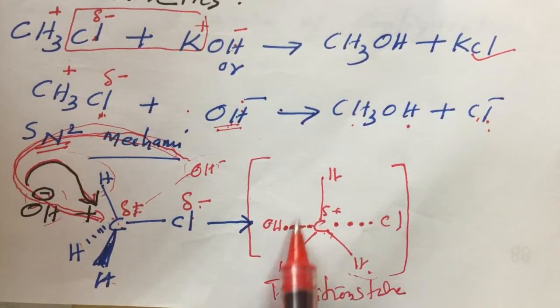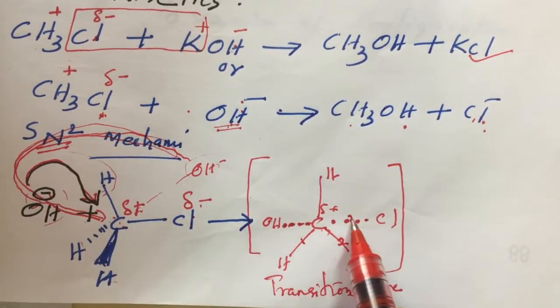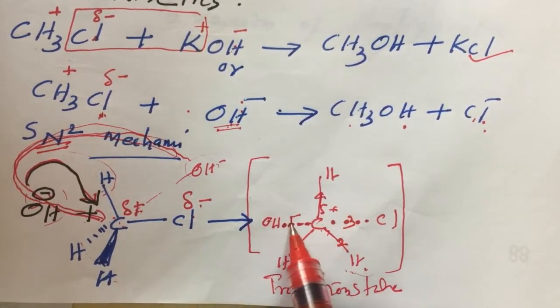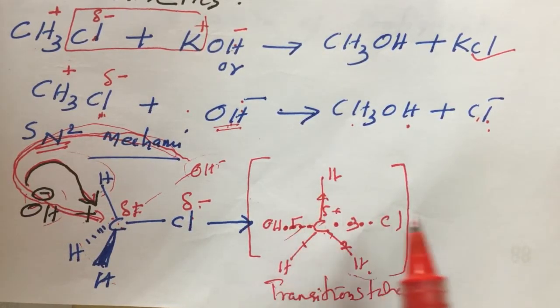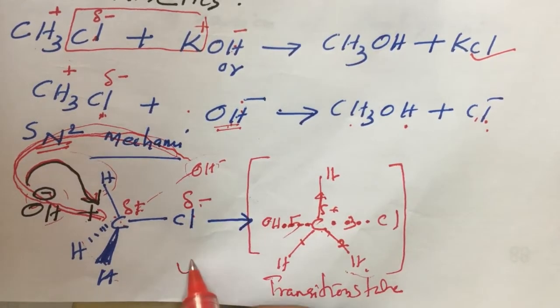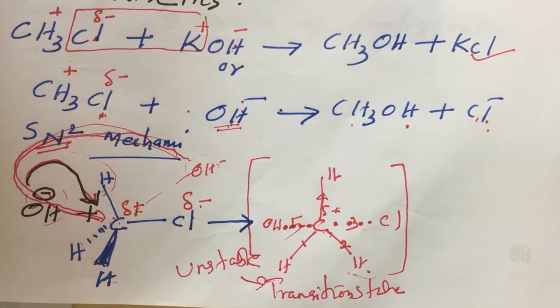How many bonds surround carbon now? 1, 2, 3, 4, 5. Around carbon there are 5 bonds, but we know carbon is tetravalent. So this transition state is highly unstable. It forms an unstable transition state.